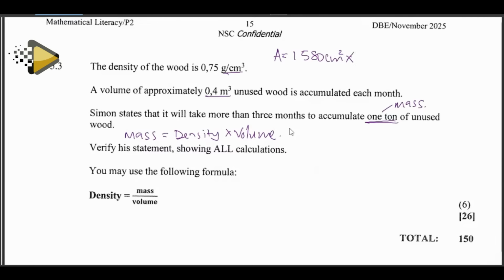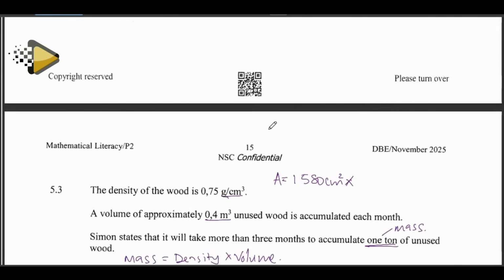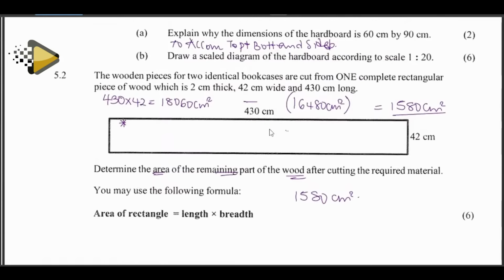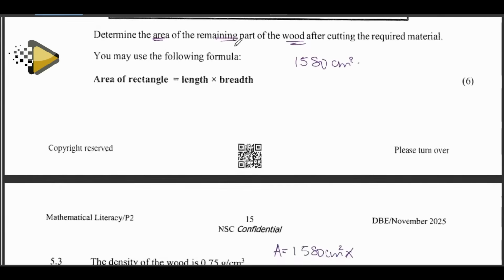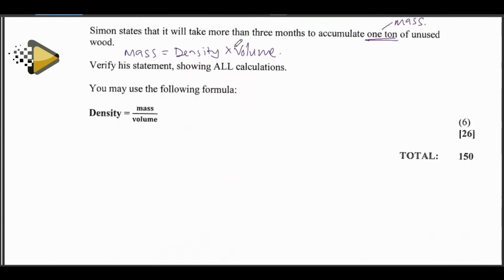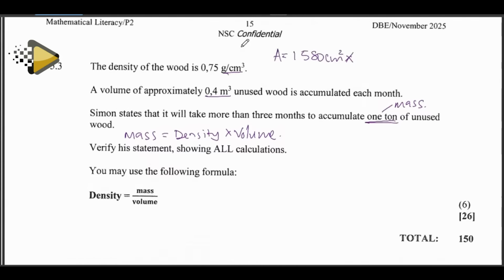Now we shall multiply with the height or thickness of the wood, which is 2 centimeters thick. See that? What are we looking for? We are looking for the volume of the unused wood. So we shall come here, get the area times the 2, which will become 3,160. These are centimeters what? Cubed.